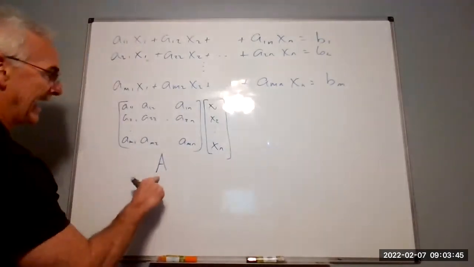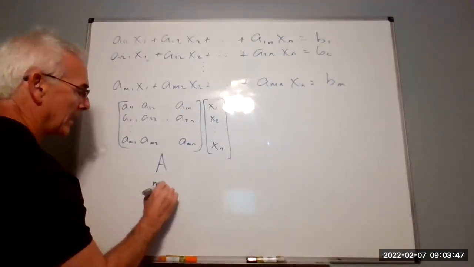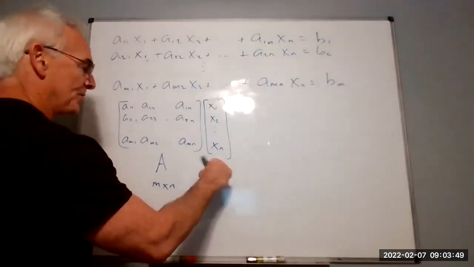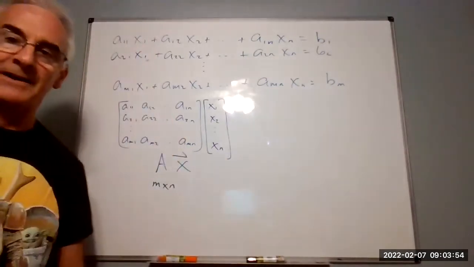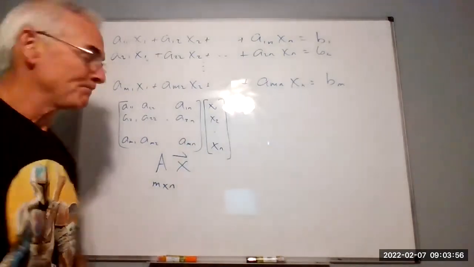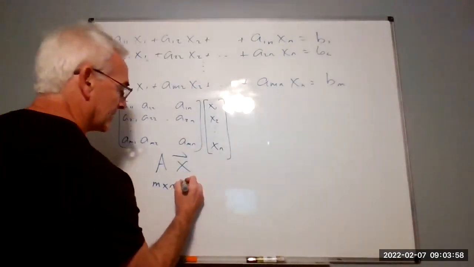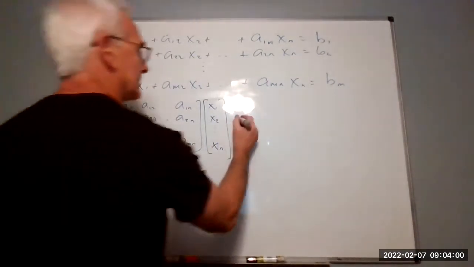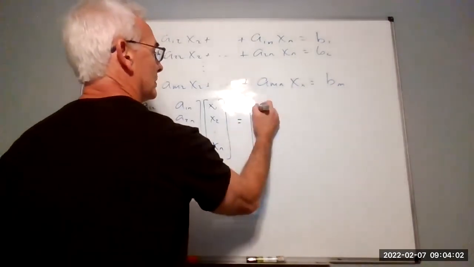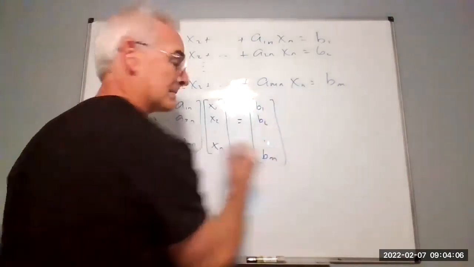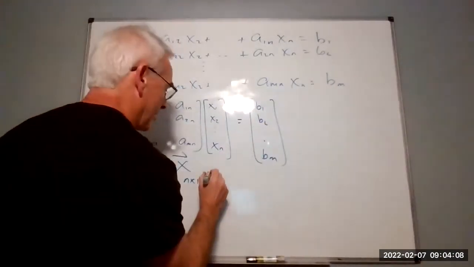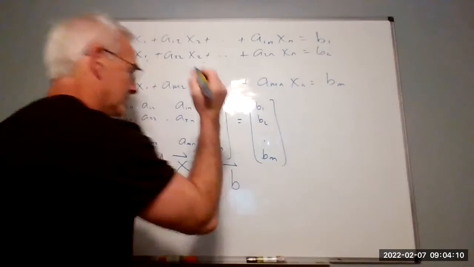Now notice A is M by N. We're going to call this matrix X, and we're going to put a little vector hat on it. This is N by 1. And this whole thing is going to equal B1, B2 down to Bm. Okay, and we're going to call that guy B.